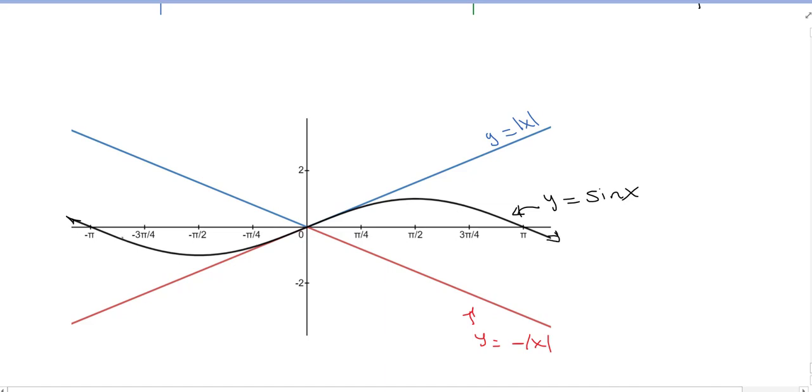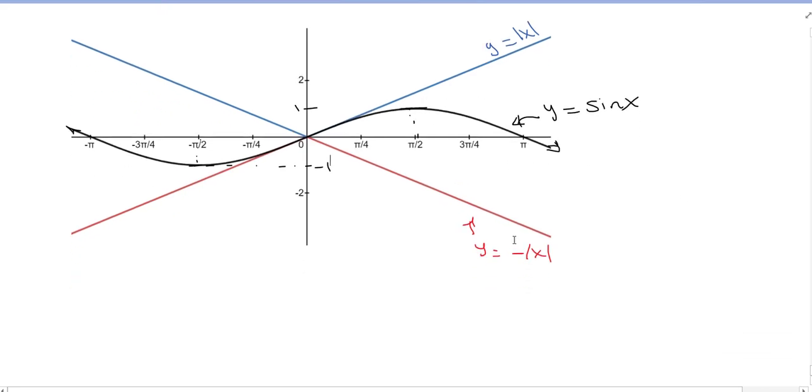Notice that sine, the highest it ever goes is 1. Sine of pi over 2 is 1, and sine of negative pi over 2 is negative 1. So sine is always between 1 and negative 1. So even though it keeps going, it is never going to go above the blue absolute value of x or below the red negative absolute value of x. So it's always going to be squeezed between those two.